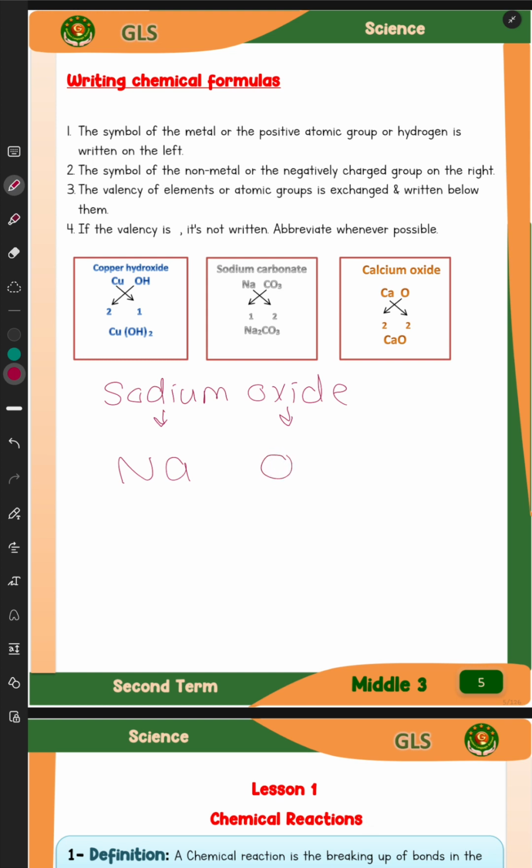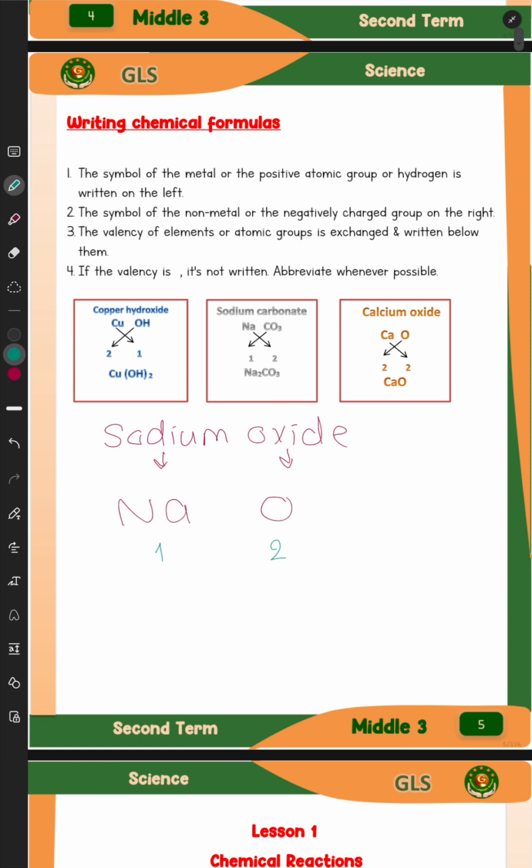Second thing, I begin to write the valency of sodium. What is the valency of sodium? The valency of sodium is 1, of course. What about the valency of oxygen? The valency of oxygen is 2, as we said before. So let's make an intersection. The 1 of sodium goes to oxygen, and the 2 of oxygen goes to sodium. So the result will be Na2O, and the 1 will be erased. So Na2O is sodium oxide.